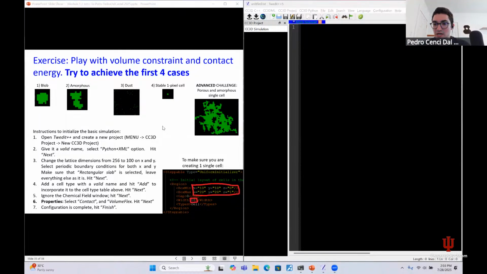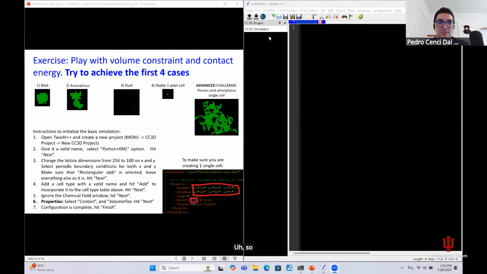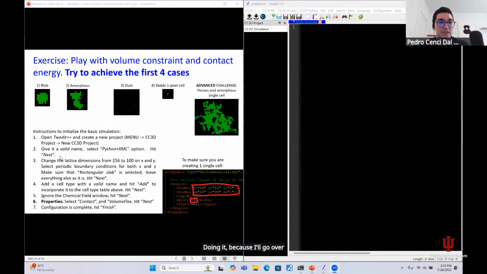Okay, who got the first configuration? If you couldn't follow the instructions, I will go over the instructions here. So if you're falling behind, you can stop for a minute and watch me doing it, because I'll go over step by step, following these instructions here in the slide, and then you can compare to what you got.